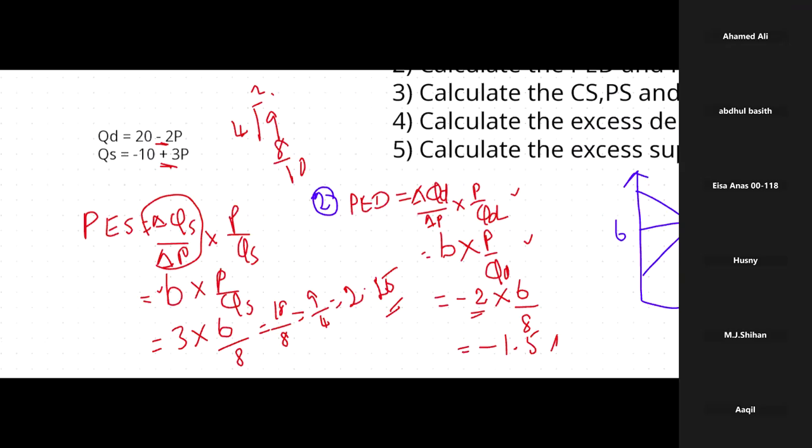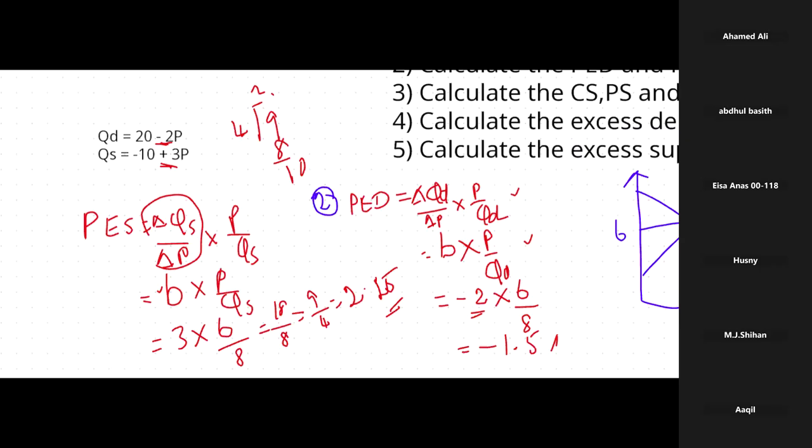So are you confident now in finding the PED and PES at whatever the prices? For example, calculate the PED at 8 rupees. Then delta QD over delta P into P over QD, B into P over QD. B is -2 itself. Price is 8. Then the 8 rupees you substitute in the demand function to get the QD. 2 into 8, 16. 20 minus 16 is 4. Then it will be 4. Did you understand? Yes, sir.